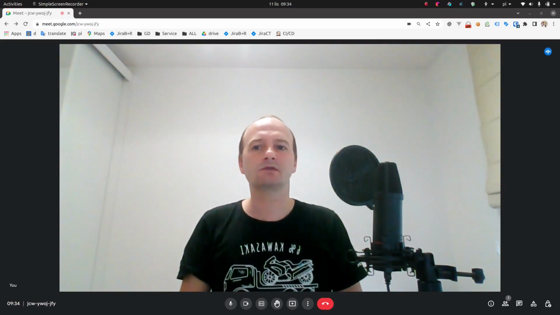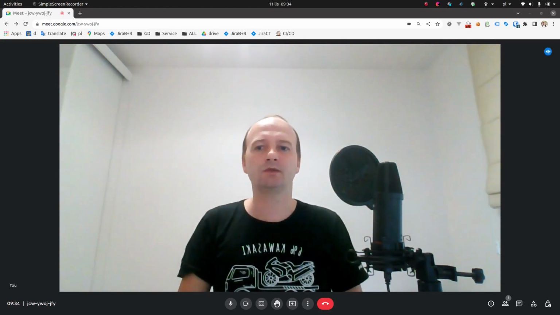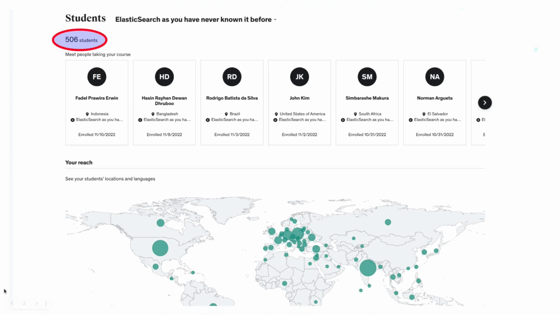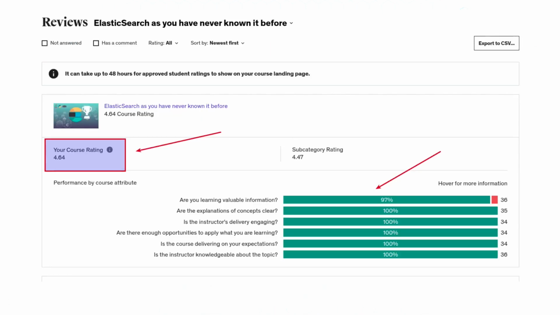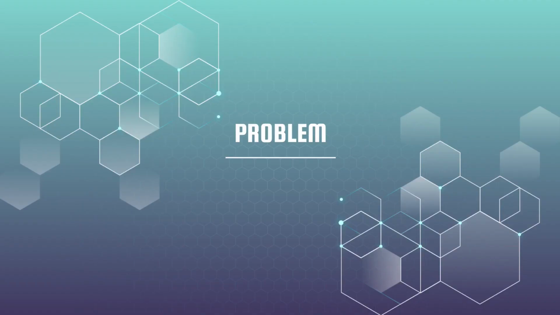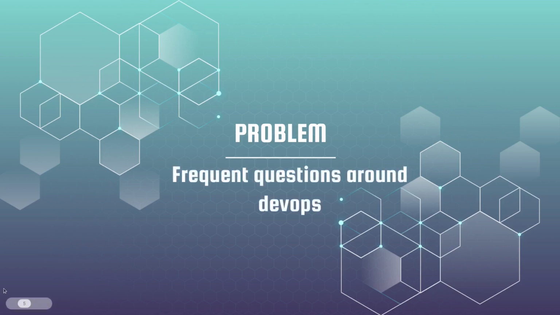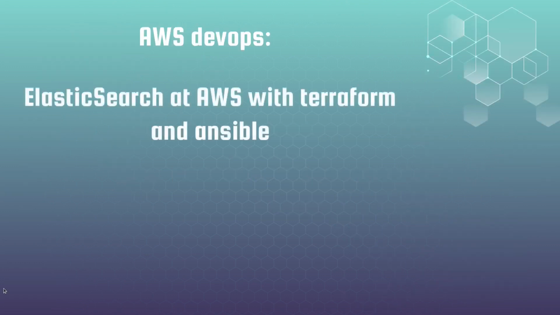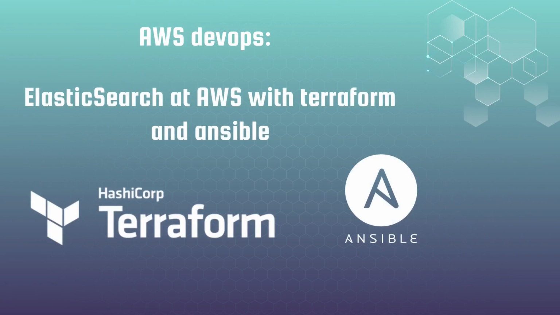The first course, which was devoted to Elasticsearch basics and how to work with Elasticsearch using popular programming languages and frameworks, appeared to be very successful. It gathered over 1,000 students within 8 months, got very positive feedback, and the blog around the course gathered over 20,000 users. But there is one problem. Students from my first course, the same as readers of my blog, constantly ask me different questions related to DevOps issues around Elasticsearch. That is why this course appeared, and it is called AWS DevOps: Elasticsearch at AWS using Terraform and Ansible.